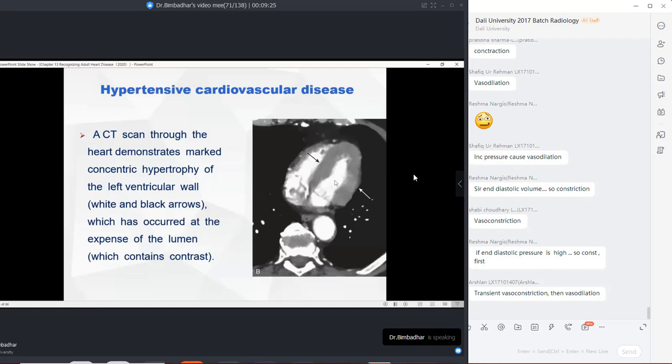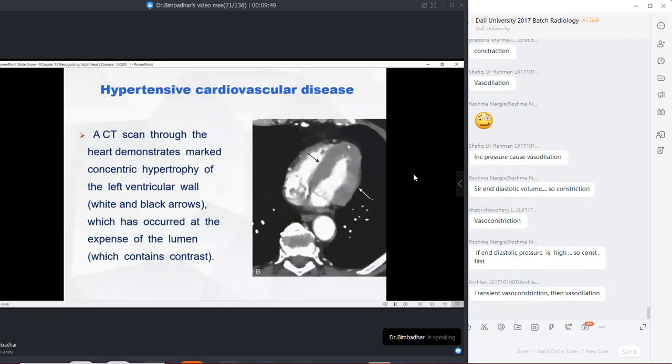So as a compensation mechanism, what happens? This left ventricular size increasing along the interventricular septum and along the anterior cardiac walls is a radiographic sign that is seen on a CT in a hypertensive patient. Did you get it? Okay.